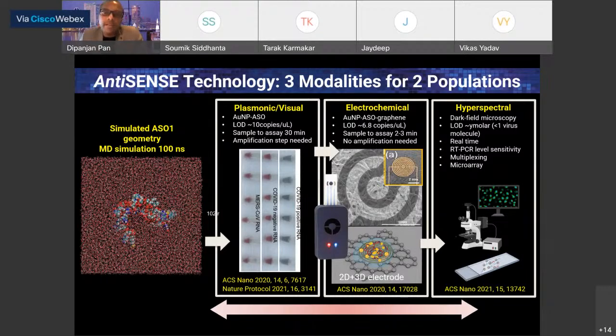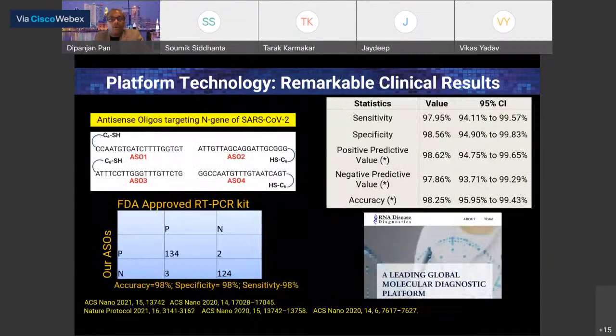This is all happening in real time. The sensitivity is RT-PCR level, and it is absolutely possible to do multiplexing. That means you can combine SARS-CoV-2 and influenza virus all together and detect them this way. I think this is a very exciting technology that we're really looking at. So 10 copies per microliter we were looking at, and then we went to less than a virus. The sample to assay time for hyperspectral imaging is also very short, almost real time. With that, I'm going to talk a little bit about the details of these technologies that we're developing.